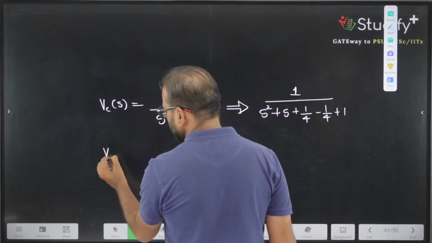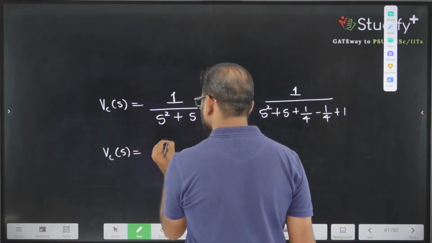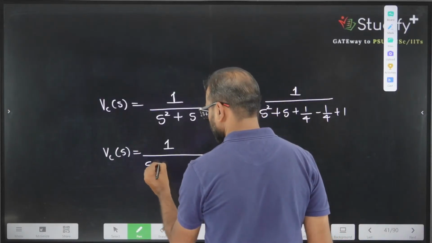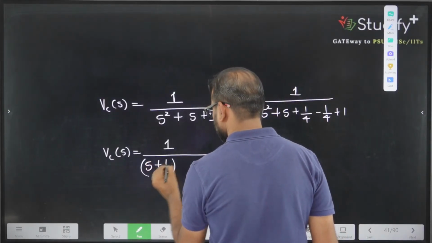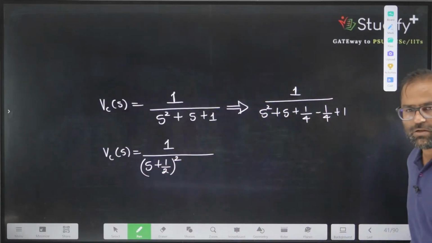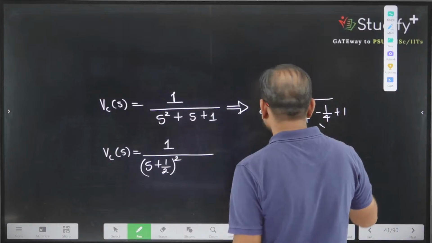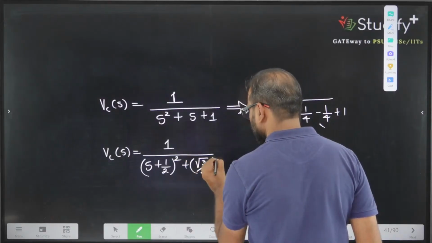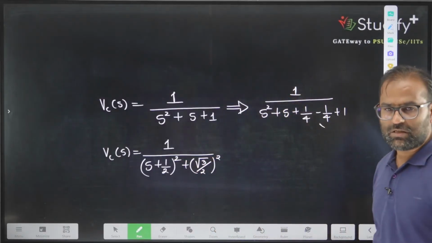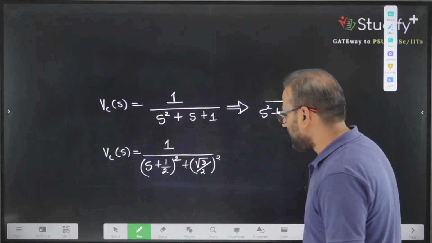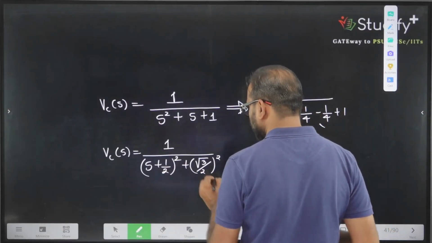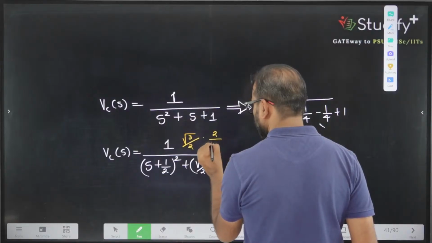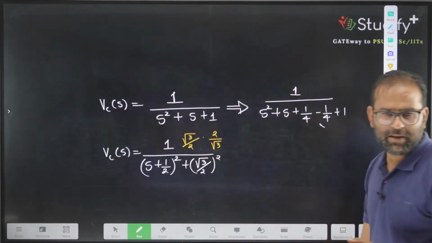So what will the value of VC of S be? This value will be 1 divided by S plus 1/2 whole square, plus 1 minus 1/4, which is 3/4. So it is under root of 3 divided by 2, squared. This is a sine kind of expression, A divided by S square plus A square. So what is missing? A is missing. So let me multiply it by under root of 3 divided by 2 and 2 divided by under root of 3. You can multiply any expression by a constant.